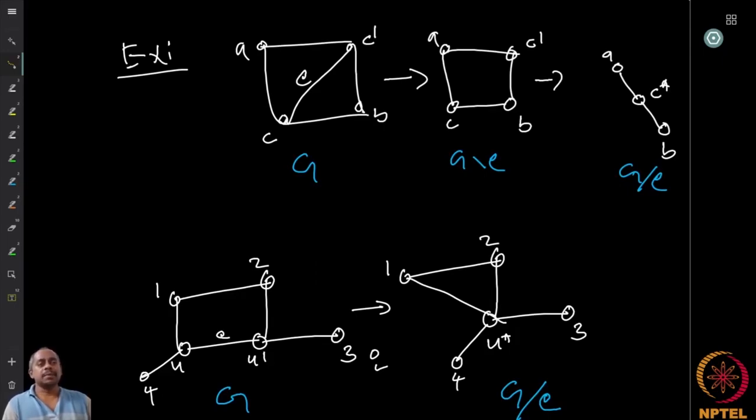There are a few things we will see in a graph theory course in minor theory, like the classification of planar graphs using their minors and things like that. But these things we will not discuss in this course. We can do this in an elective course on graph theory.